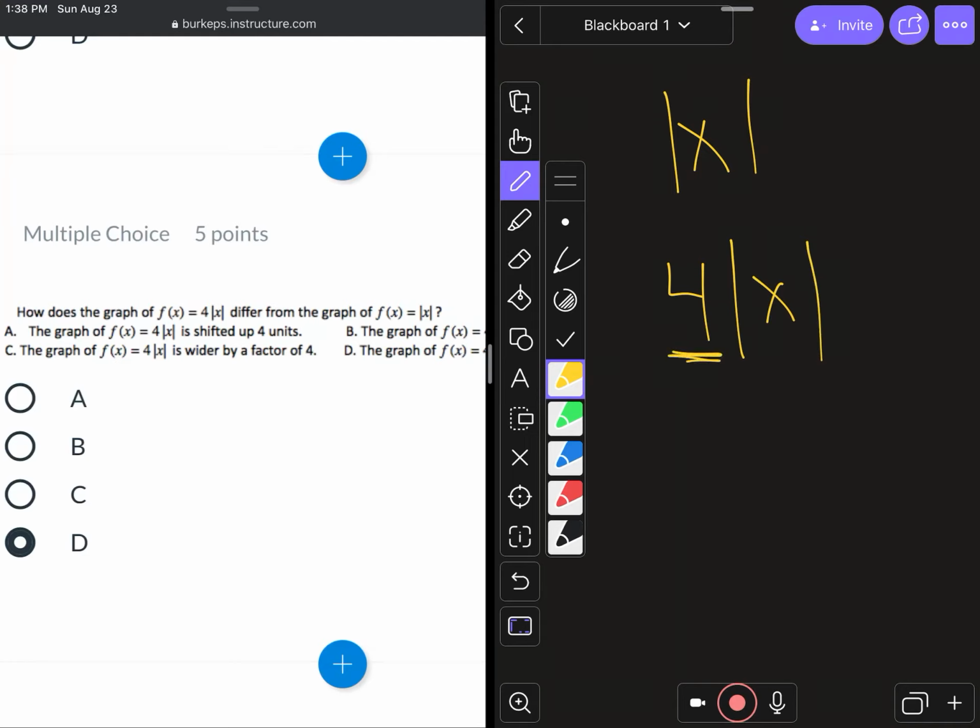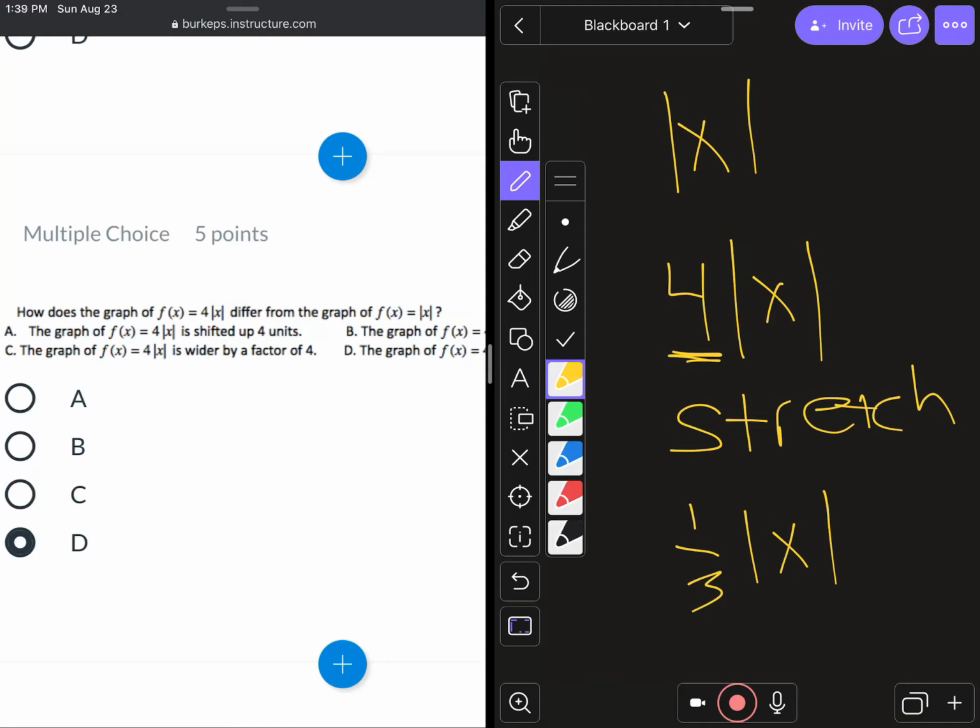You see a number outside your absolute value, it shrinks or stretches the graph. Shrinks or stretches. If the number is above 1 and 4 is greater than 1, it's going to stretch it. Okay? So this is a stretch. If the number were less than 1, let's say for example it was 1/3 the absolute value of x, that's going to be a shrink. Or a compression.